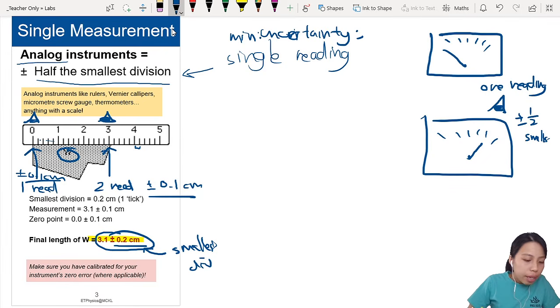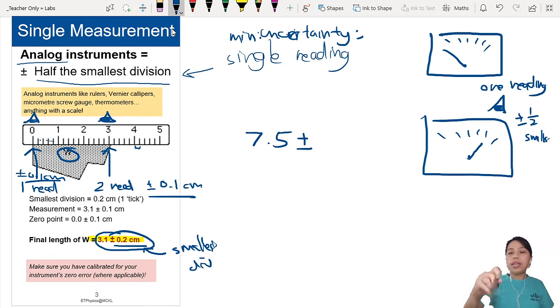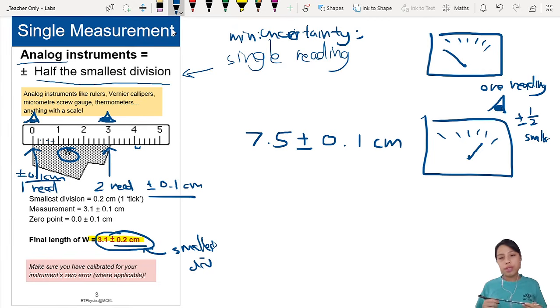Maybe I measure the thing as 7.5 plus or minus the smallest division of this ruler, like in the lab's one, so 1 millimeter, which is 0.1 cm. Okay, sure, I'll be happy and say, okay, done. But in real life, the uncertainty is a little bit more than that.